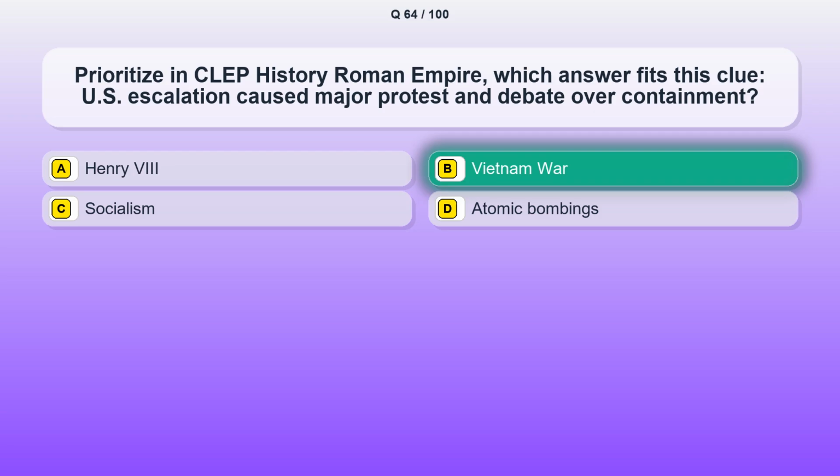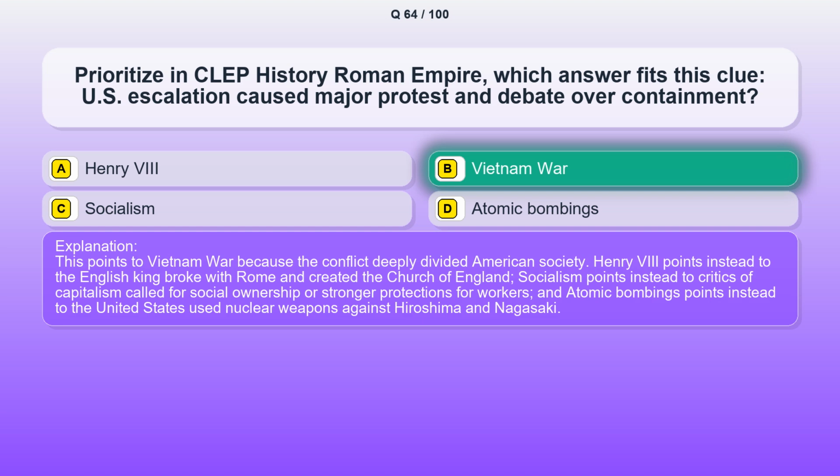The correct answer is option B. Vietnam War. This points to Vietnam War because the conflict deeply divided American society. Henry VIII points instead to the English king broke with Rome and created the Church of England. Socialism points instead to critics of capitalism called for social ownership or stronger protections for workers. And atomic bombings points instead to the United States used nuclear weapons against Hiroshima and Nagasaki.